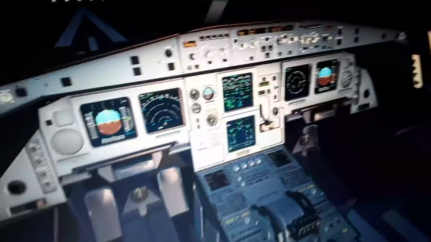And maybe we're going to make an engine start as well, and I'm going to be explaining to you the Airbus A340-300 cockpit and engine systems before takeoff and after landing. So here is the cockpit of the Airbus A340-300, as you can see.